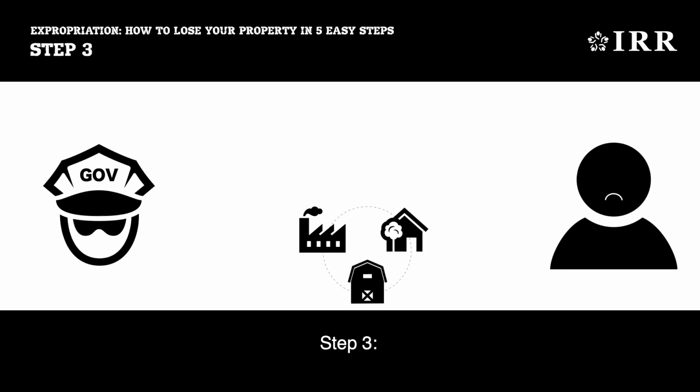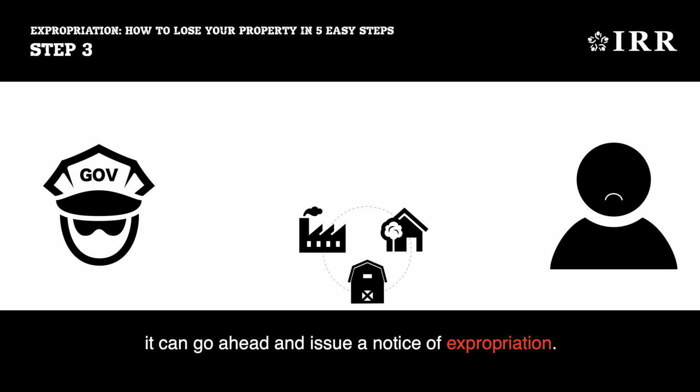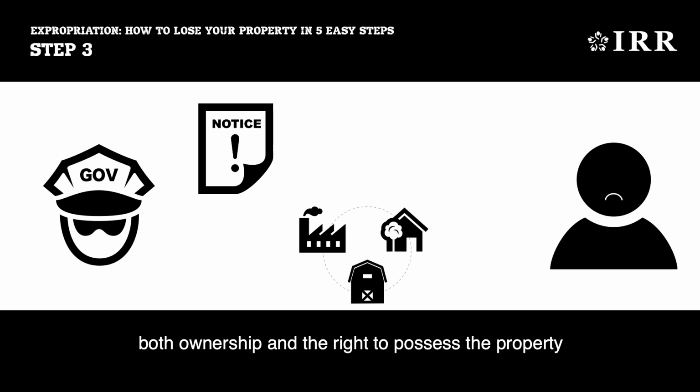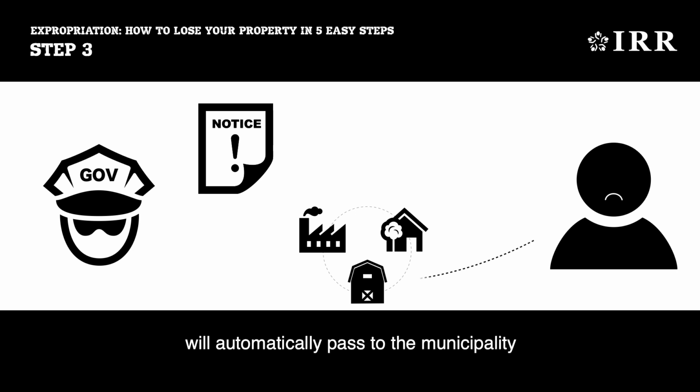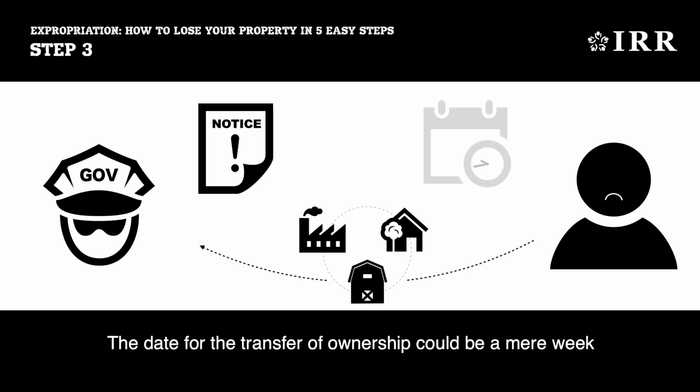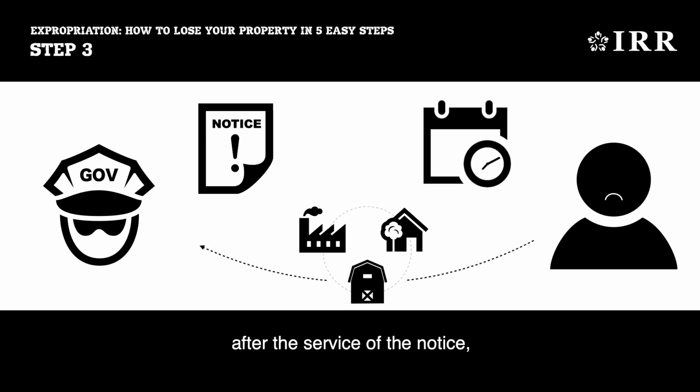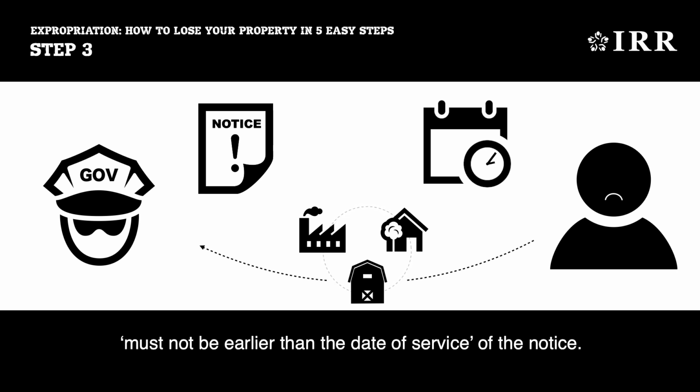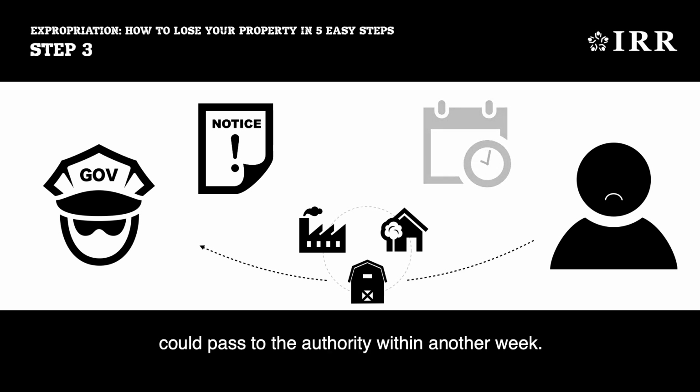Step 3. Once the authority has heard the owner out, it can go ahead and issue a notice of expropriation. Under this notice, both ownership and the right to possess the property will automatically pass to the municipality on the date set out in the notice. The date for the transfer of ownership could be a mere week after the service of the notice, as the only time limit in the bill is that this date must not be earlier than the date of service of the notice. The right to possess the property could pass to the municipality within another week.